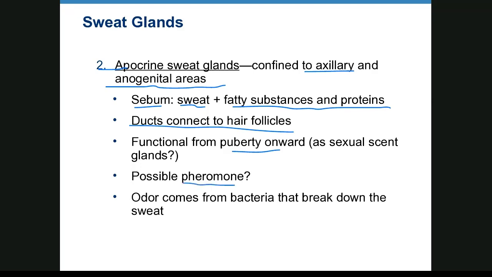Now, this is in a clean person. Now, when you start to get the stink, funk, horrible deodorant failure that we've all had at some point in our life, that odor is coming from bacteria that has started to break down the sweat.